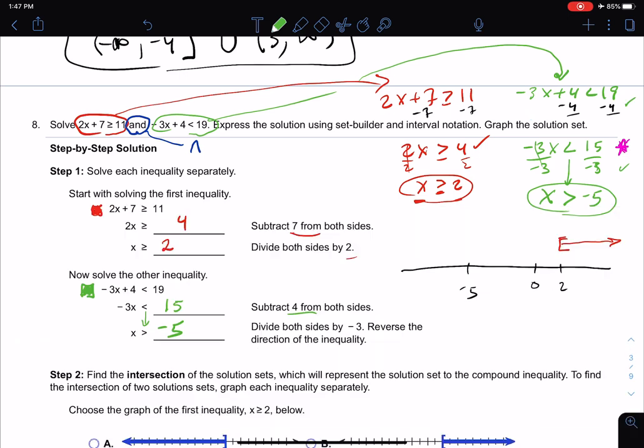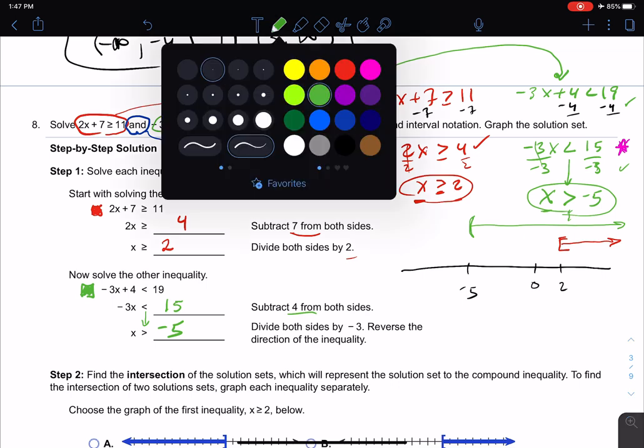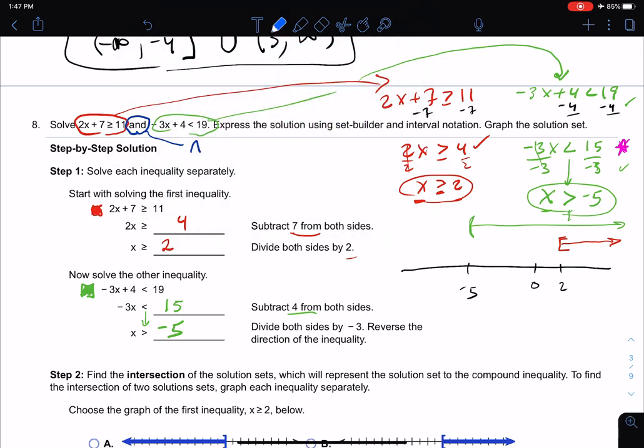Okay, now we're doing the green. And the green says shade the x's that are greater than negative 5. Well, greater than on the number line is to the right, so we're going to go to the right. And it doesn't say equal to, so it's got to be open. But because this is an "and" problem, the only solutions that we get to use are the solutions that are in both green and red. See the "and" word? So right here, starting at 2, we've got green and we've got red, because red is inclusive with the box. So our answer is going to be starting at 2, inclusive, and to the right, because that is the overlapping stuff.